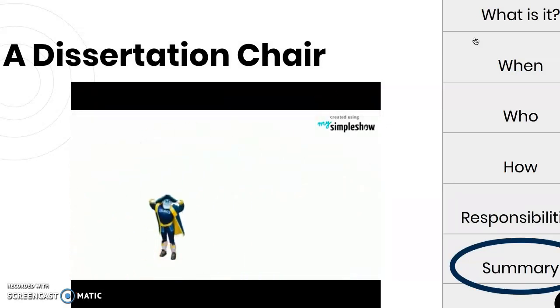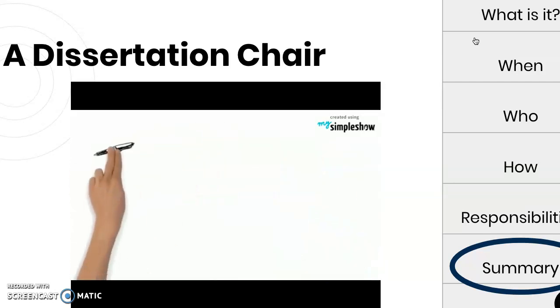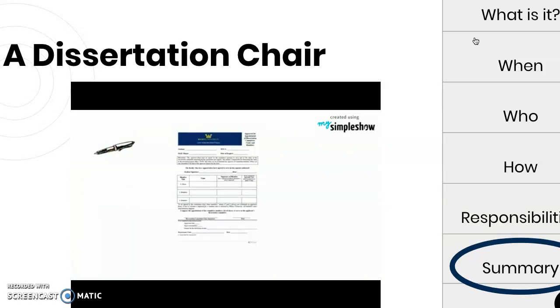A dissertation chair acts as your advisor, leader, and liaison person. Your chair should be a Wilkes University faculty member with an EdD or PhD. Complete an Approval for Appointment of Dissertation Committee Chair form and submit.